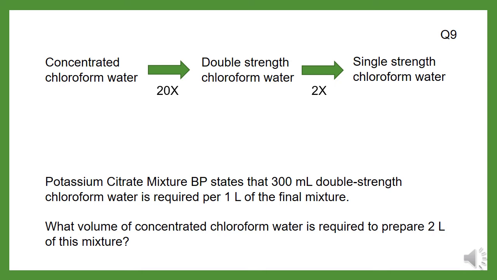And given by the recipe itself, you know that in the recipe you need 300 ml of double strength chloroform water for 1 liter of the final mixture. In order for you to prepare 2 liters, you need 600 ml. So from 600 ml, we have to calculate the amount of concentrated chloroform water. To do that, you just need to divide by 20 and you can find the amount you need is actually 30 ml. Okay, so this is not too difficult. You just need to understand the correlation between the different strengths, right?